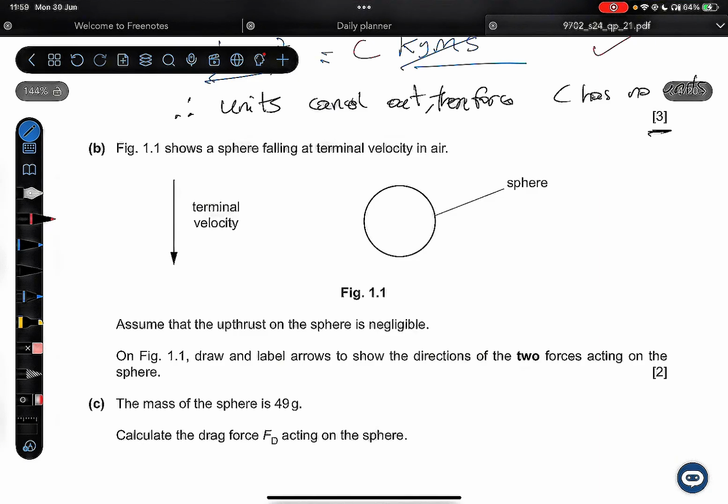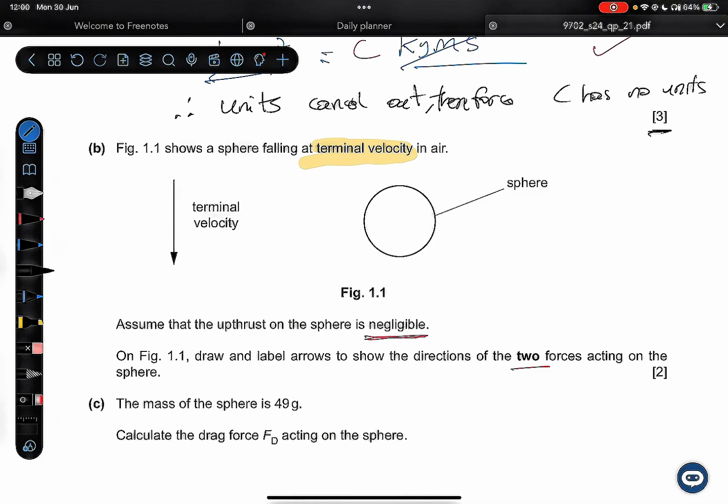The next question says that figure 1.1 shows a sphere falling at terminal velocity. Terminal velocity is a very important word here in this question. Now, assume that upthrust on the sphere is negligible. Assume that upthrust is negligible. Good. Draw and label arrows to show the direction of the two forces acting on the sphere.